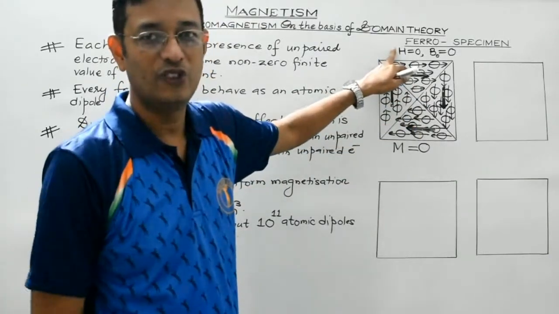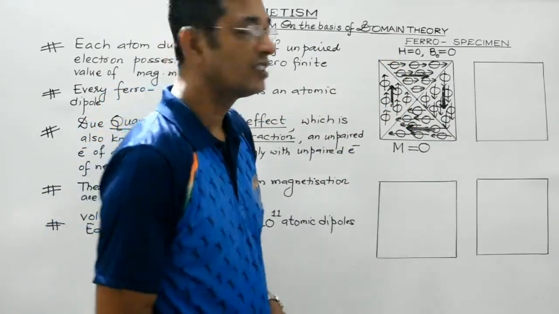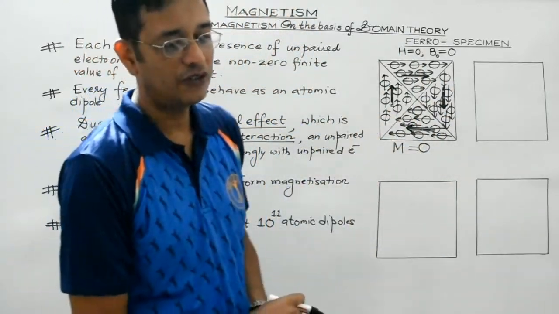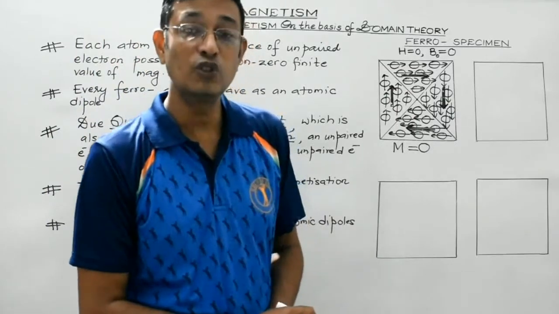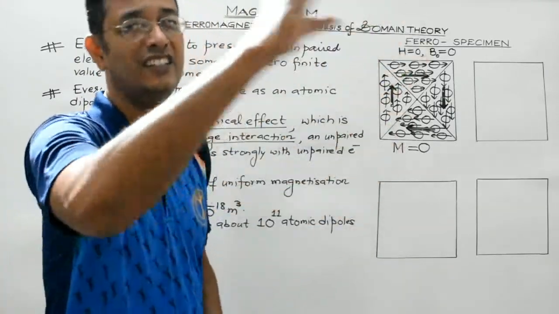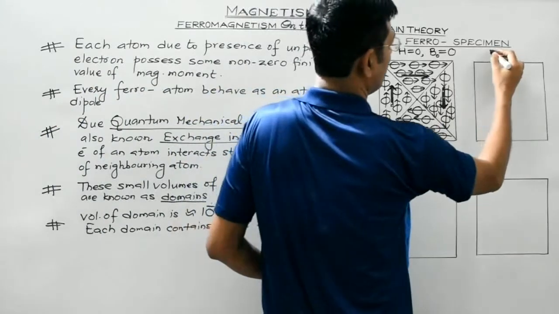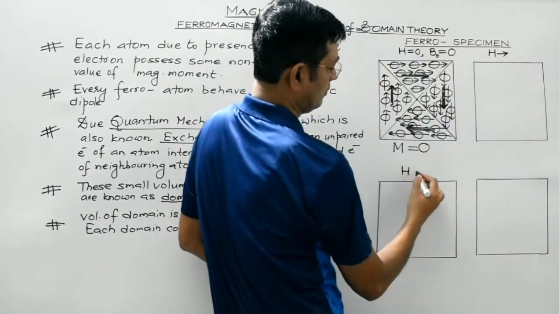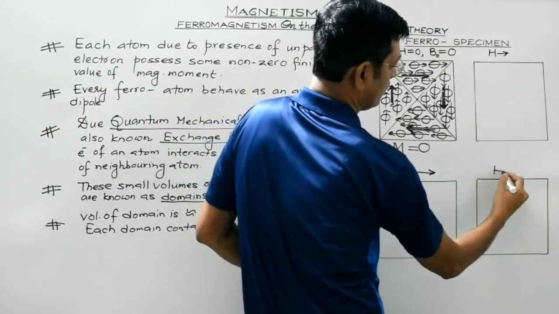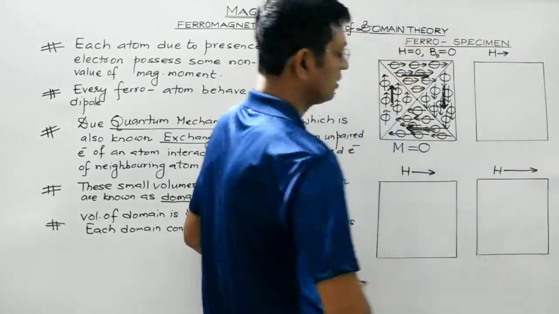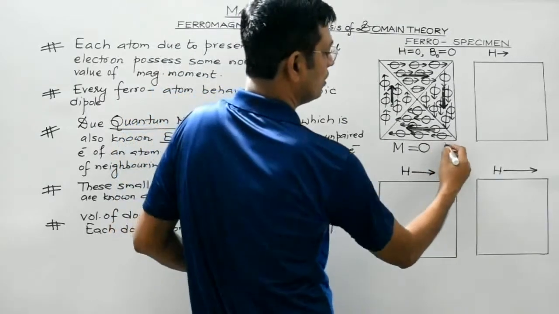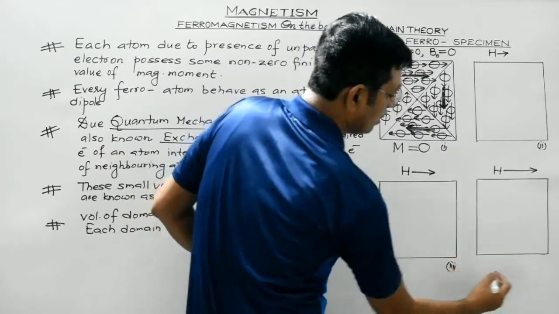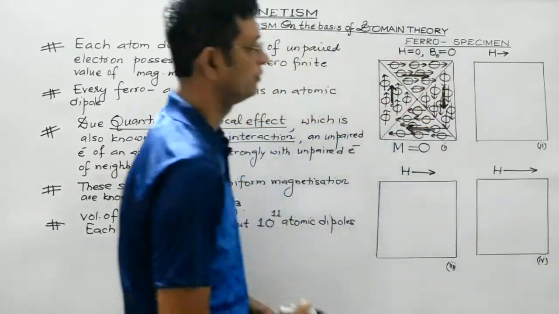So that is why the net magnetic moment of a ferromagnetic specimen in the absence of an external field is always 0. Right? Now what we do is, let's place this ferromagnetic specimen under the influence of external field whose strength is gradually increased. Right? Suppose this is the field I am talking about. It's gradually increased. Like this. Let's complete the diagram. This is case 1. This is the second case. This is the third one, and this is the fourth one.